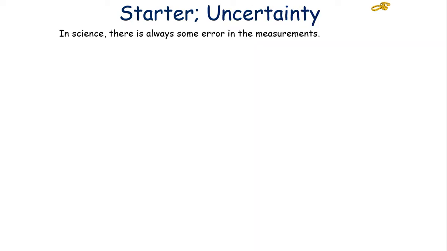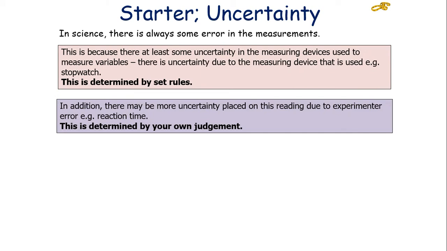Now, in science, there's always some error in your measurements. This is because there's at least some uncertainty in the measuring devices used to measure variables. There's an uncertainty in things such as your stopwatch, which is governed by set rules, and in addition, there's more uncertainty placed on a reading due to experimental error by the experimenter. For example, the reaction time. This is determined by your own judgment.